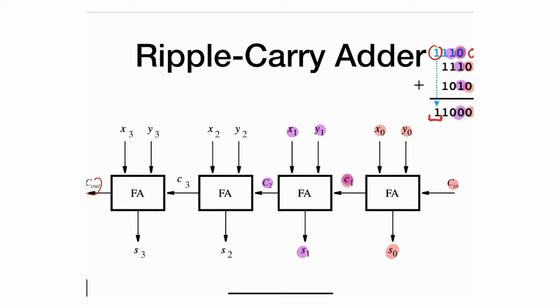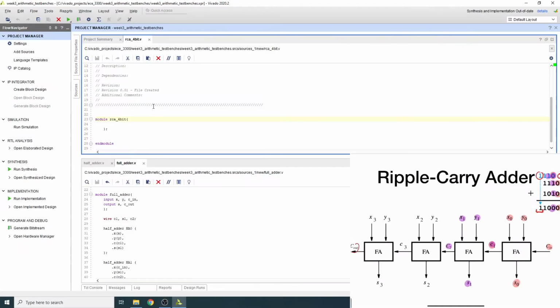Let's just go to Vivado and talk about the implementation. Okay, so I went ahead and created another module now. I called it RCA, which stands for Ripple Carry Adder, and underscore 4-bit, because we're going to be implementing something a little bit different so that we can distinguish between them.